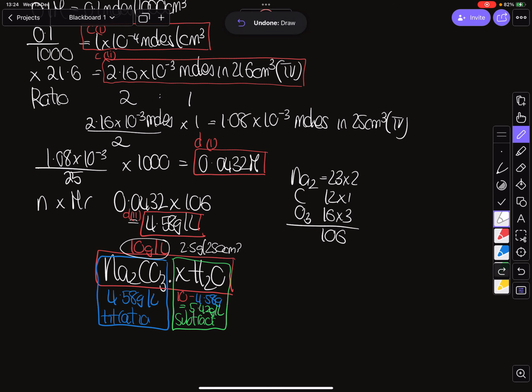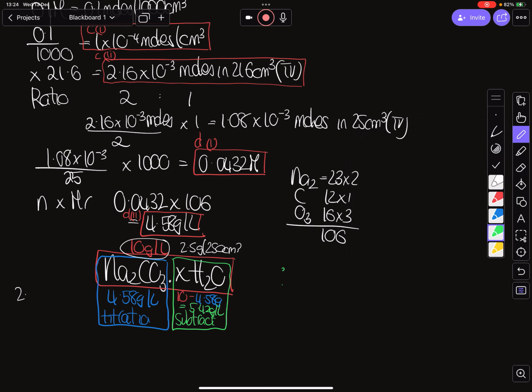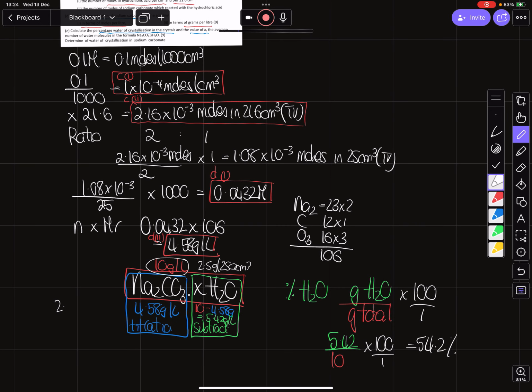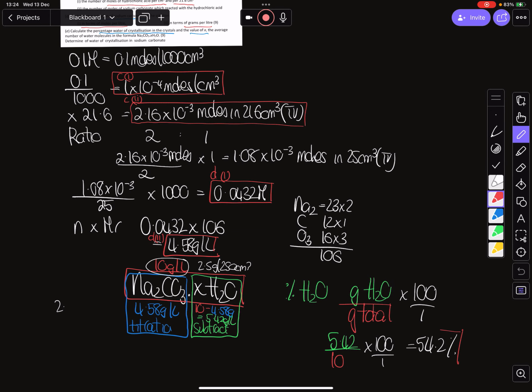Okay, so we need to figure out the percentage of water. Let me check this now. Perfect. So percentage of water is going to be your grams of water over your grams of total, and then obviously multiplied by 100 over 1. So when we do this, we have the 5.42, putting that over our 10 grams total. We're multiplying it by 100 over 1, and when we do that, we get 54.2%, which is 3 significant figures, which is our answer to the first part of E.